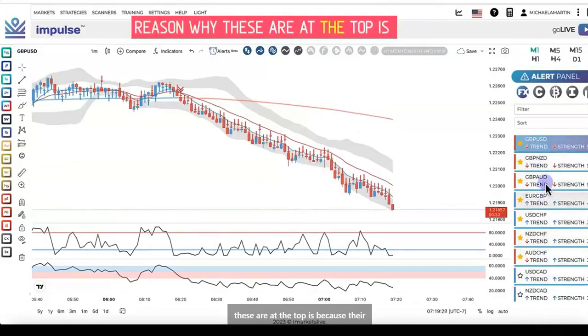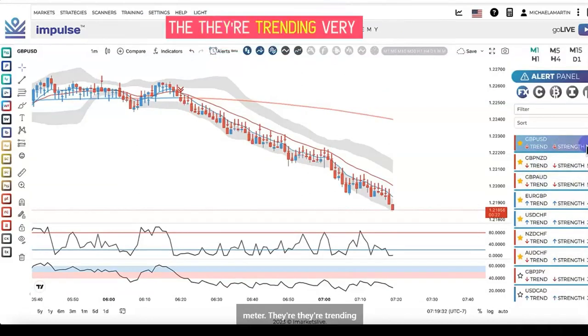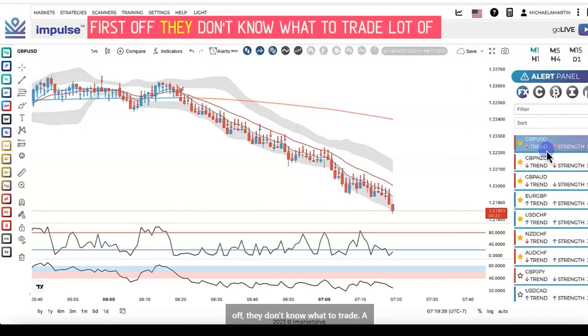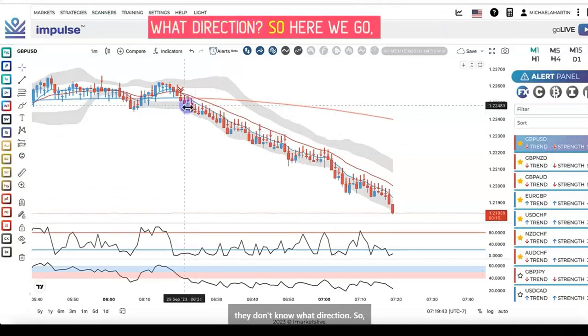So the reason why these are at the top is because of their strength. There's a strength meter. They're trending very strongly. So as a newbie, that's super good to know, because a lot of people, first off, don't know what pairs to trade a lot of the time, and they don't know what direction. So here we go.